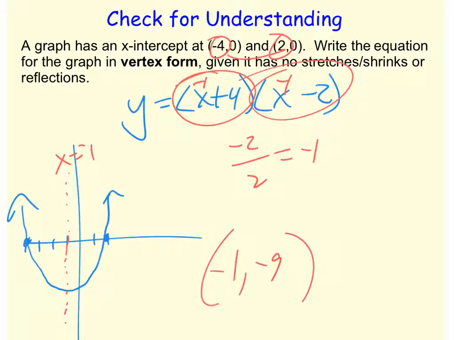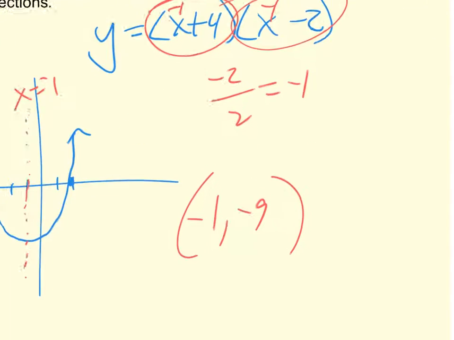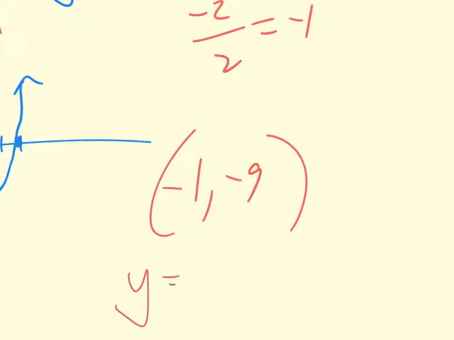Is that vertex form? No, that's the vertex. So now what's the equation in vertex form? y equals x plus 1 squared minus 9. Now I think I've got it.